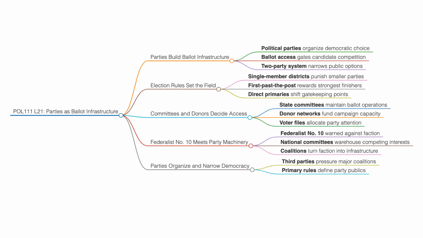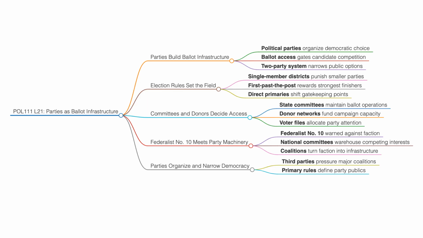This lecture focuses on parties as ballot infrastructure. The core question is this: what do political parties really do when ballots, donor lists, voter files, and turnout operations become the infrastructure that decides who can compete at all? The core competency is to describe the purpose, function, and limitations of political parties in our electoral system.